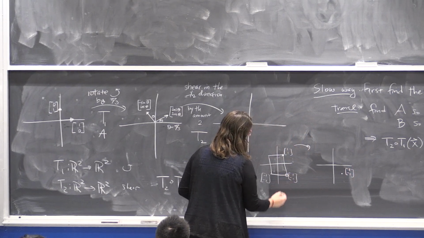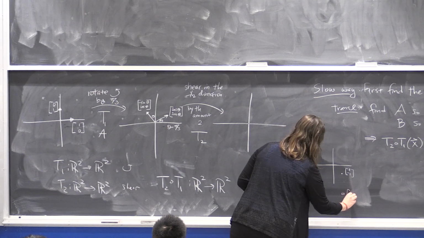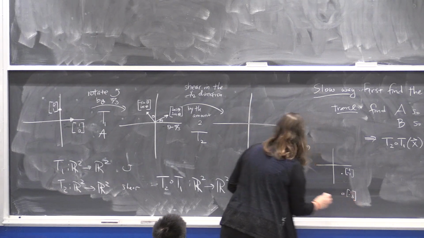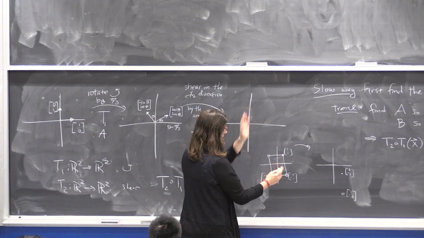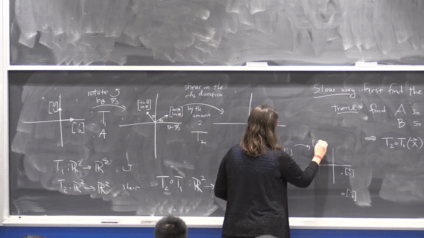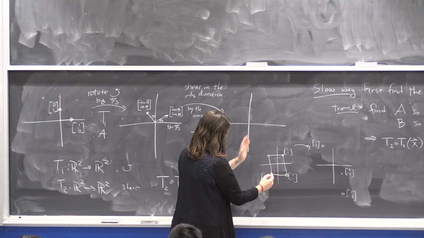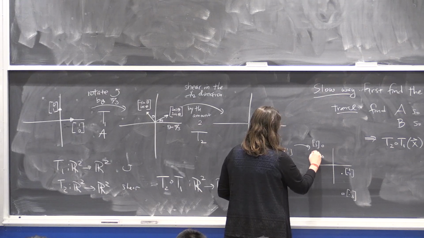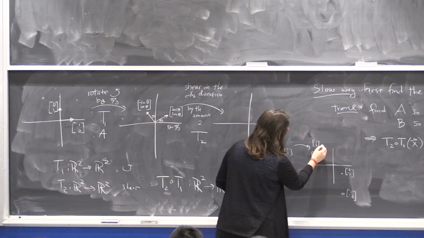This right here goes to 1, minus 3. This here is going to go up to minus 1, 3. And this here is going to go up to minus 1, 1. And then I connect the dots.